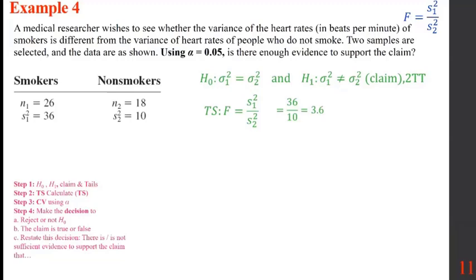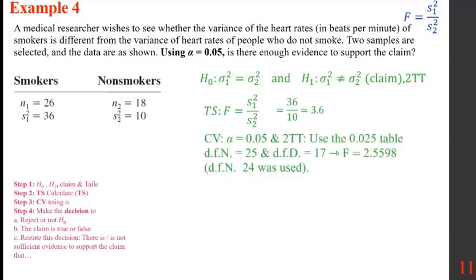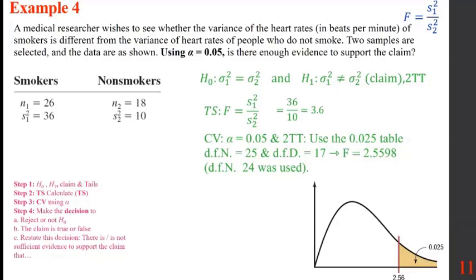Critical value: alpha is 0.05. You cut it into two pieces and you use a table of 0.025. Degrees of freedom of the numerator is 26 minus 1, for the denominator is 18 minus 1. Now, when you go to the table, given the limitation of a table, for the numerator we stick with whatever we have. If we have 25, fine. If not, in this case, 24. And we get the F, 2.56 roughly.